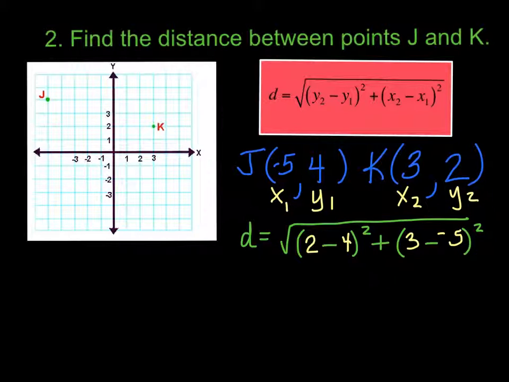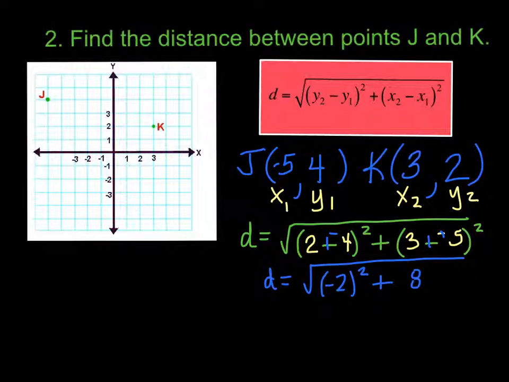Okay, now we simplify. So D equals, okay, we work in the parentheses first. We follow order of operations. 2 minus 4. Well, you can change it to plus minus if that helps you. Okay, or keep flip change. So 2 plus negative 4 would be negative 2 squared plus, now we can do keep flip change here, keep flip change, and that's going to give us 3 plus 5, which would be 8 squared.